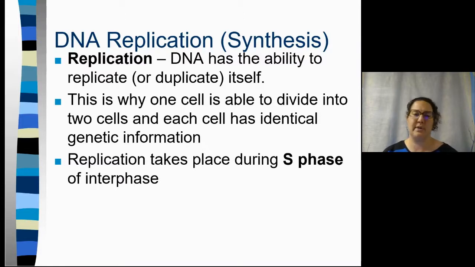DNA has the ability to replicate itself, and this is necessary to maintain a consistent level of genetic material through each stage of mitosis. And so each cell is now able to divide itself into two cells that have identical genetic information. And the replication takes place during the S phase of interphase of the cell cycle.